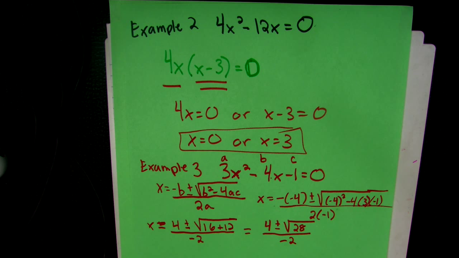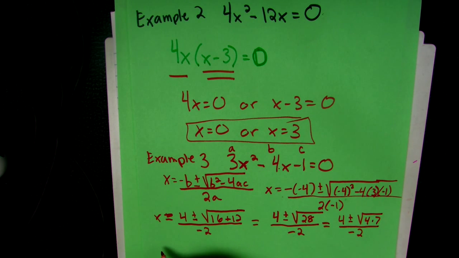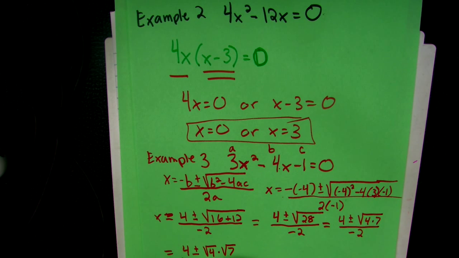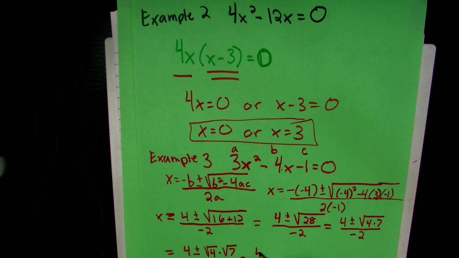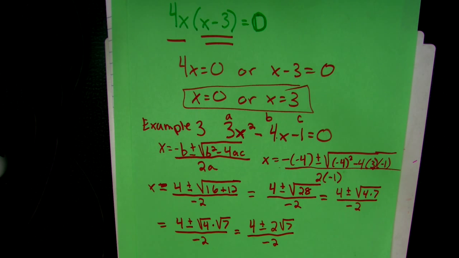So if I use 4 and 7, I know that 4 is a perfect square, and that's what I want. So I'm going to rewrite 28 as 4 times 7. And if I do 4 times 7, then that means I can rewrite it again as the square root of 4 times the square root of 7. And the square root of 4 is 2, so now I have 4 plus or minus 2 times the square root of 7 over negative 2. And then I can simplify. Okay, so when I simplify, what happens is that this negative 2 is going to go underneath each term in the top. So I have 4 over negative 2 plus or minus 2 square roots of 7 over negative 2.